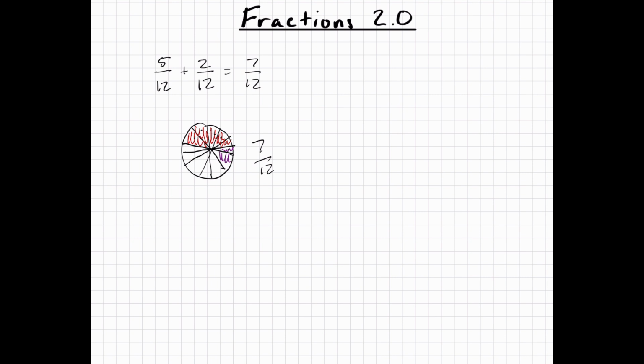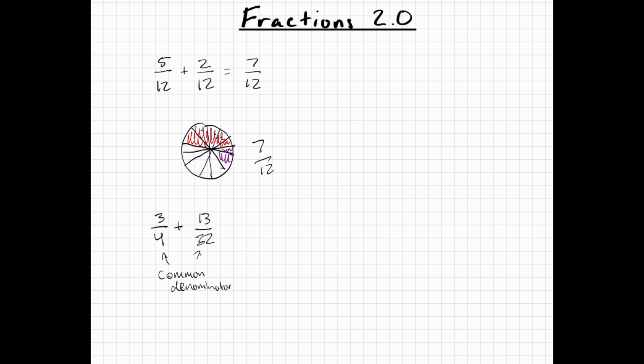Now, what if we're faced with this issue? What if we're faced with something like 3 over 4 plus 13 over, we'll go 32. How do we do something like this? Now the slices are different sizes, so we can't just directly add them up and get left with one fraction. So how do we add these two? What we need to find is a common denominator. So we call this a common denominator.